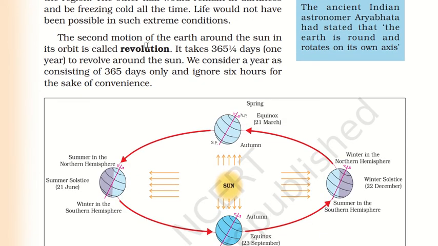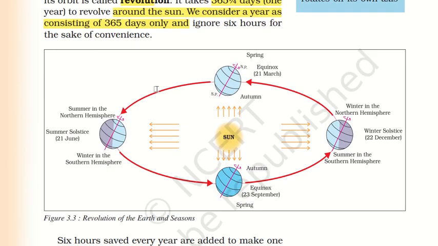The second motion of the earth, around the sun in a fixed path or orbit, is called revolution. We have already discussed this, and here you will see extra information. It takes 365 days and 6 hours to revolve around the sun in 1 year. We consider a year as consisting of 365 days only, and ignore 6 hours for the sake of convenience, and we add 6 hours every fourth year, and it makes 1 day.